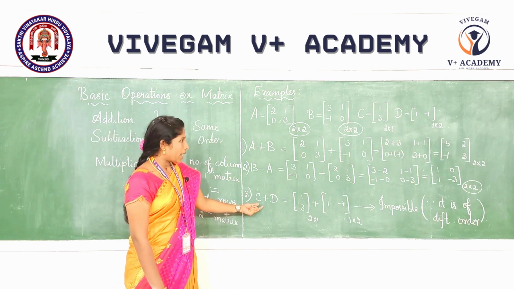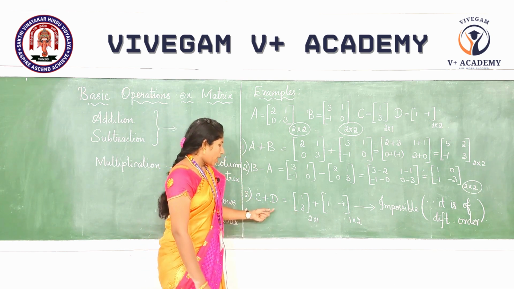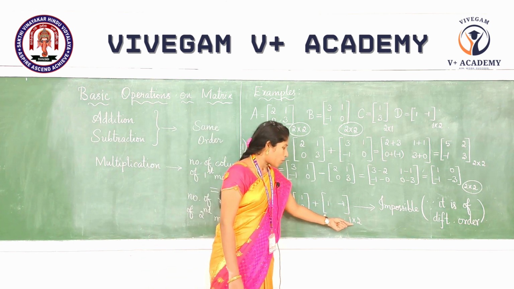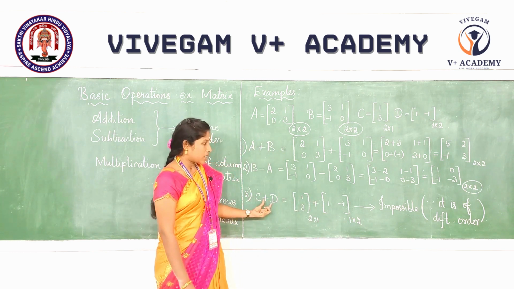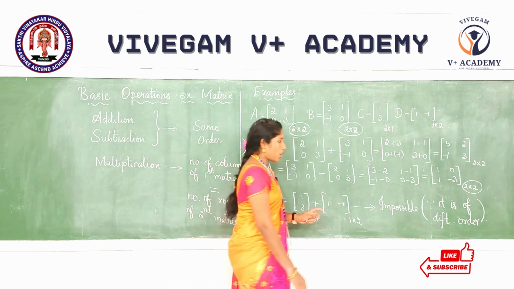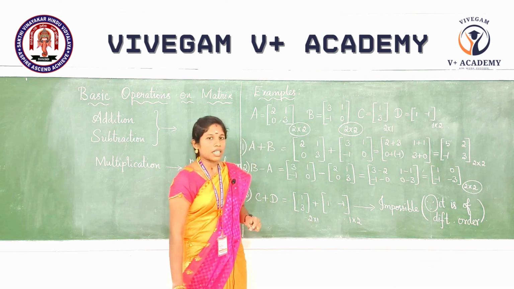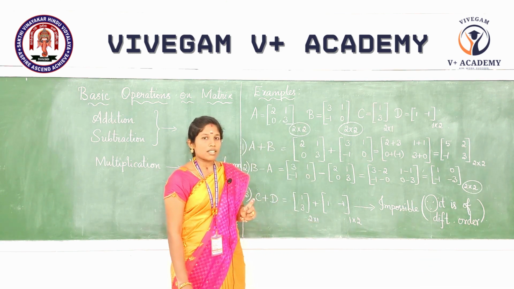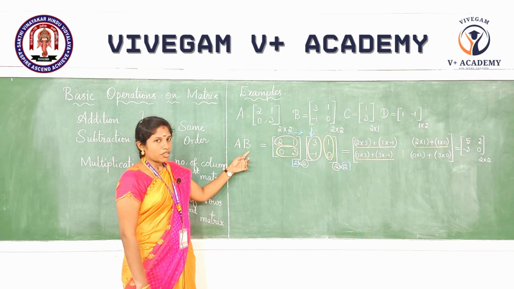And now I am going to add C plus D. The matrix C is of order 2 cross 1 and matrix D is of order 1 cross 2. Since the order is different, we can't do the addition. So it is impossible. The reason is that they are of different order. This is the symbol we use to denote the reasoning; it is read as 'since'. Next, we are going to multiply the matrix A with B.